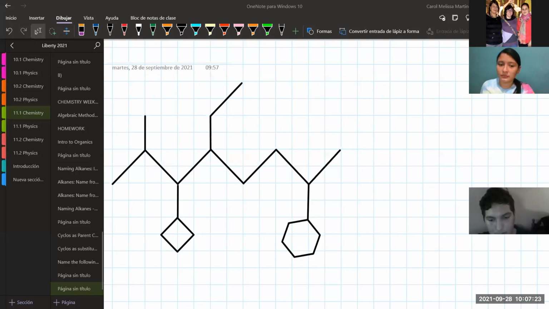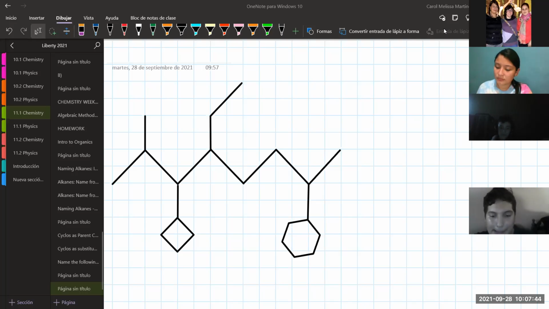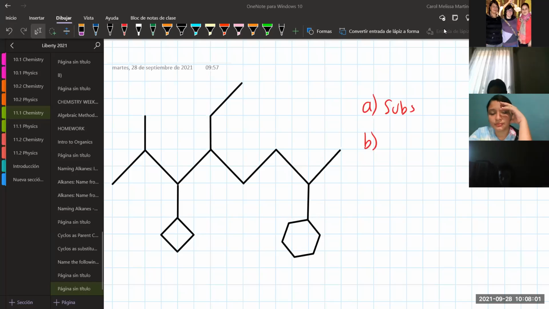Okay, this is going to be a review about alkanes, what to do in the case that you have an alkane like this. The first thing that you have to notice is what type of alkane it is. Is this a cycloalkane, like a parent chain, or cyclo like a substituent? Tell me, what is this? Substituent or parent chain?